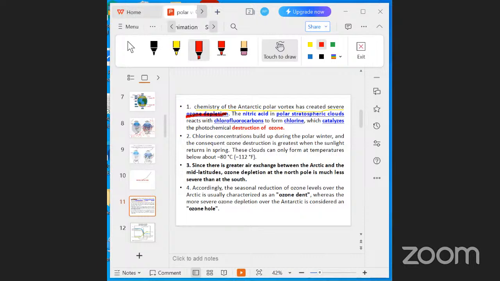The nitric acid in polar stratospheric clouds. Now remember, these polar stratospheric clouds have nitric acid composition, so it reacts with chlorofluorocarbons to form chlorine, right? If you see here, what is happening?